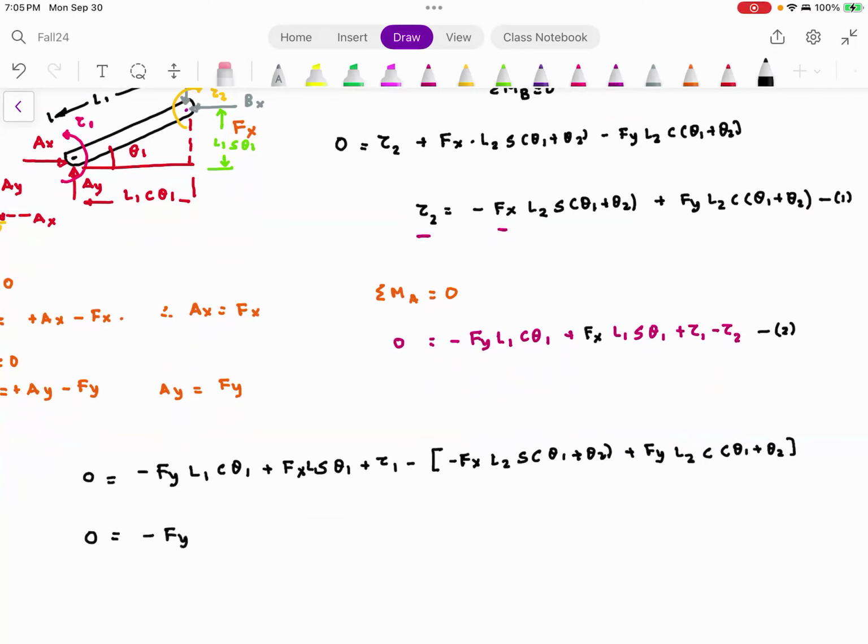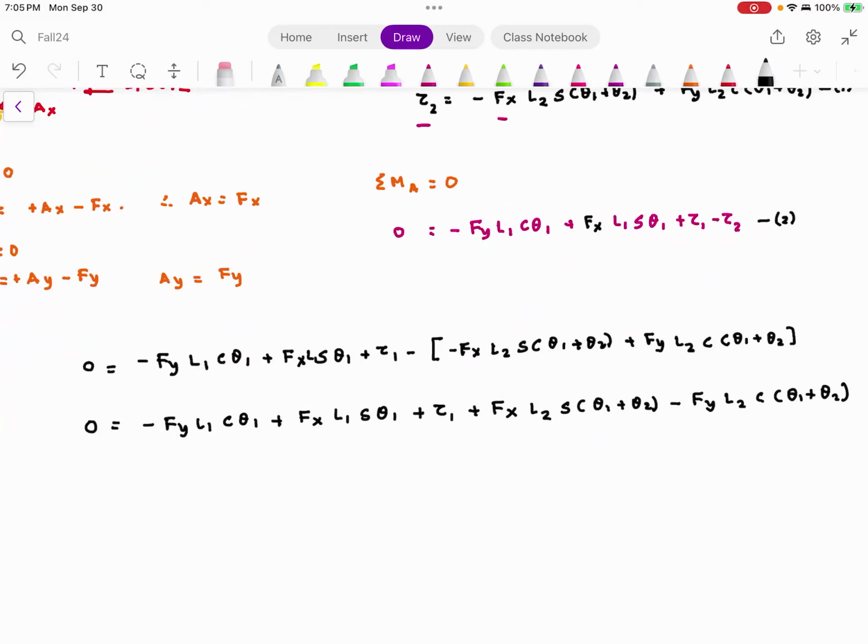So this has become minus f of y L1 cosine theta 1 plus f of x L1 sine theta 1 plus tau 1 plus f of x L2 sine theta 1 plus theta 2 minus f of y L2 cosine theta 1 plus theta 2. Are you with me? Now I'm going to take tau 1 on one side and all the mathematics on the other side, which means all the signs would be reversed. But I'm going to take one more step. I'm going to collect f of x's together, and then collect f of y and f of y. So I'm taking two steps at the same time: I'm going to collect the terms and flip the signs.